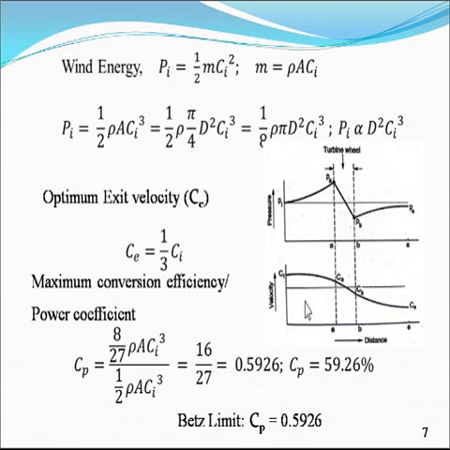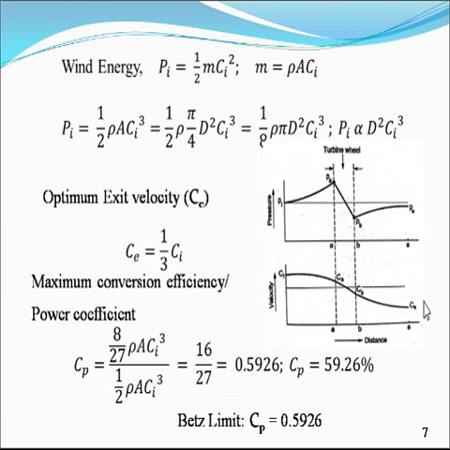Then the second figure shows velocity variation with the distance. The velocity decreases in the rotor because the rotor converts kinetic energy into mechanical energy. So the exit velocity from the rotor is less than the approaching velocity. So Ci is the approaching velocity of wind and c is the exit velocity.